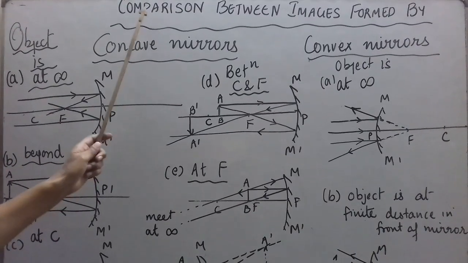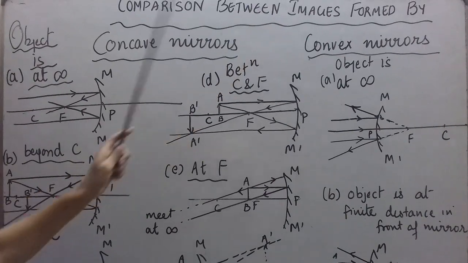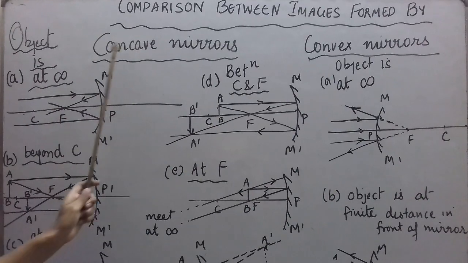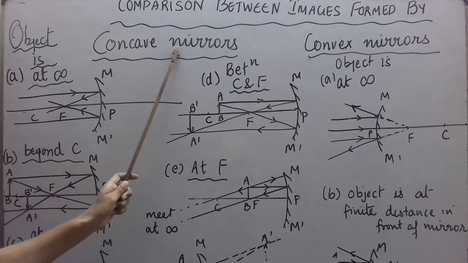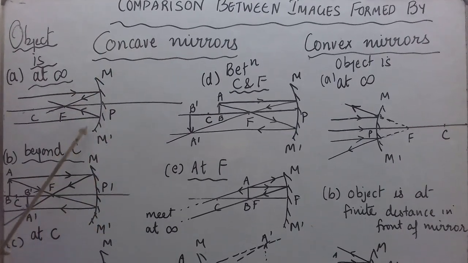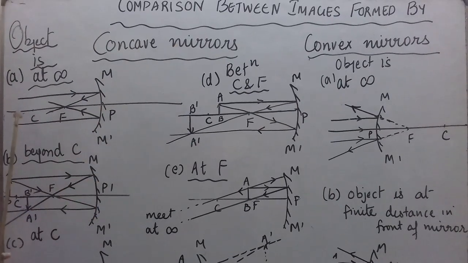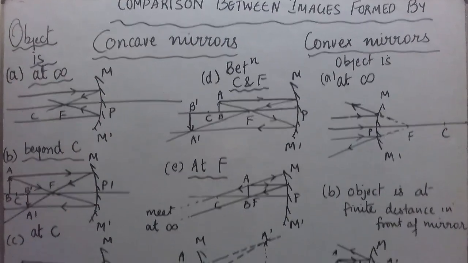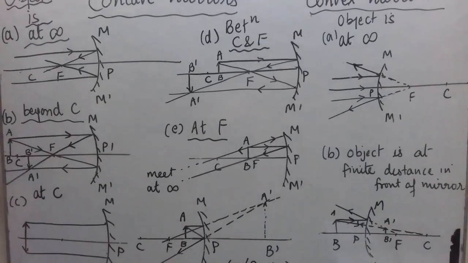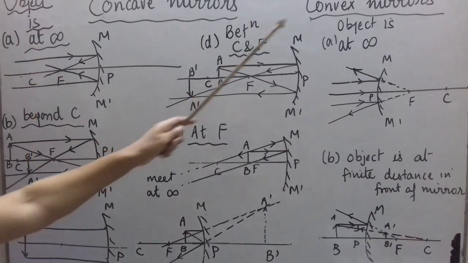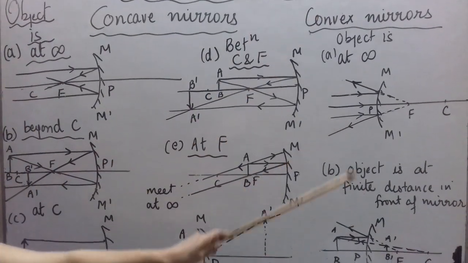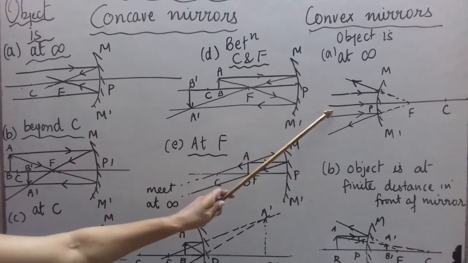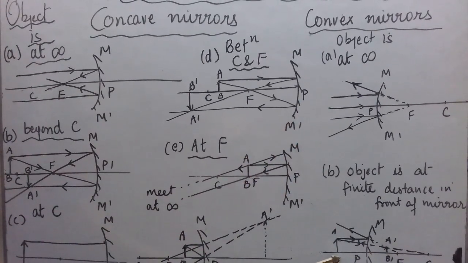Now let us see the comparison between images formed by concave mirrors and convex mirrors. Concave mirrors are spherical mirrors whose reflecting surfaces are curved inwards. In concave mirror, as C and F lie in front of mirror, we can have 1, 2, 3, 4, 5, 6 different cases to place the object. And in case of convex mirror, we have only two positions for object. Two positions means two cases. One, the object is at infinity, and the other, it is placed close to it.